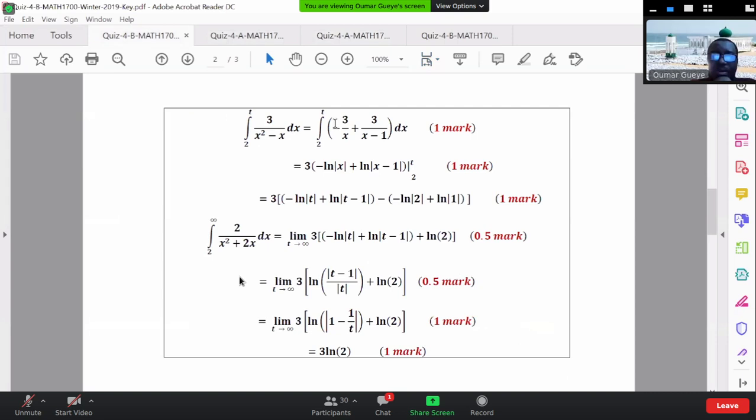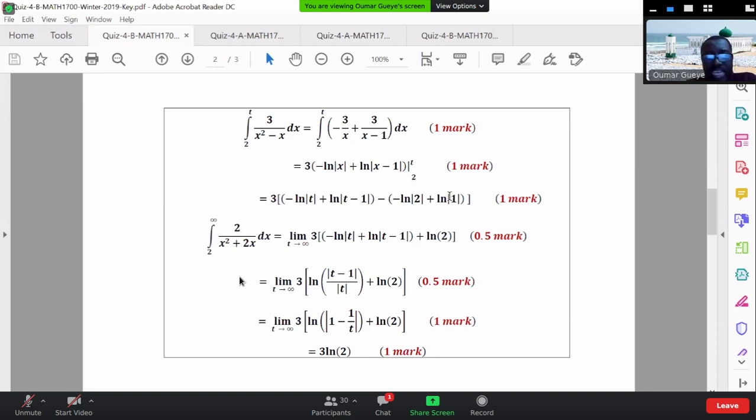By taking 3 out, because it's a coefficient, it's going to be 3 times. You integrate -1 over x, it's going to be negative ln of absolute value of x. And when you integrate 1 over x minus 1, it's going to be ln of absolute value of x minus 1. And by the FTC, we have to calculate at 2 and at t. So when you calculate it at t, you will get the first bracket here. So minus, you calculate it at 2. When you substitute x by 2, it's going to be ln of 2, and here ln of 2 minus 1, which is ln of 1, equal to 0.